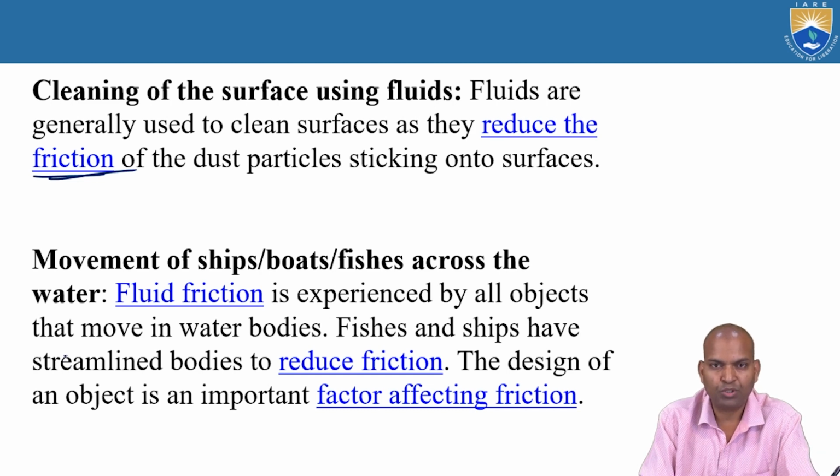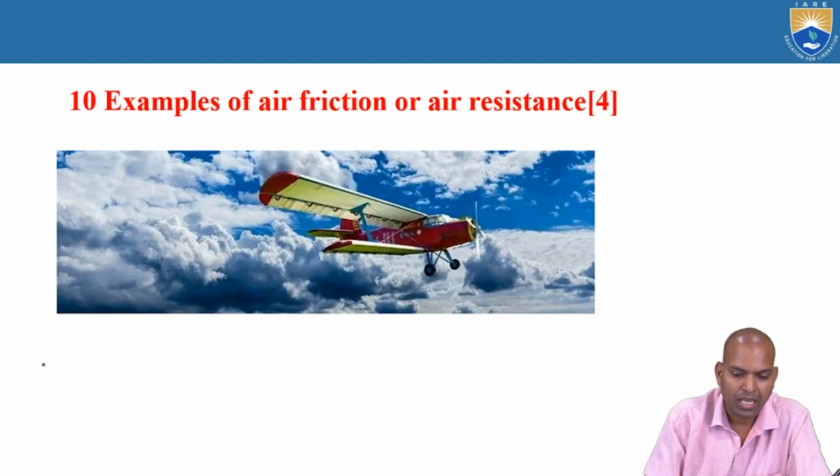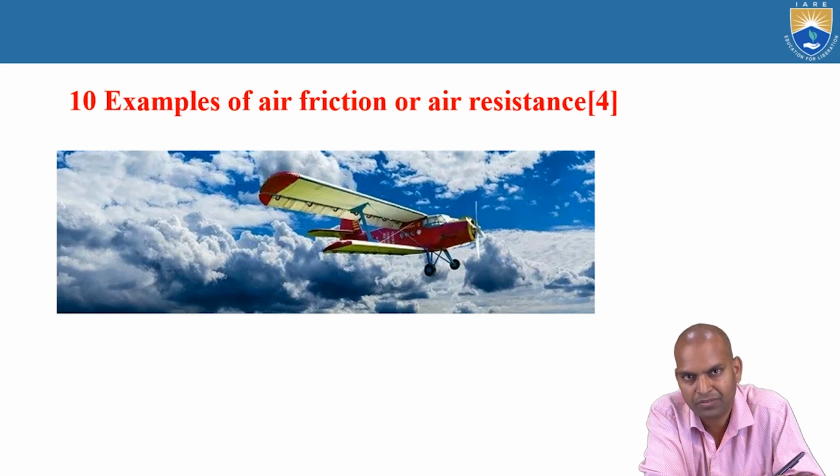So also, fish are able to move. Even though the fish body is very smooth, the friction is low because it slides, that's why. The design of an object is important, so that affects the friction. Next, so far we studied fluid friction.